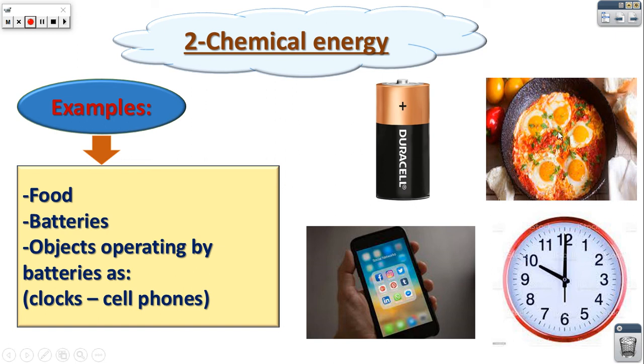And also in the food, when we eat the food, our digestive system digests it with the juices that we learned about in the digestive system lesson in unit 1. Okay? These juices make a chemical reaction with the food and change it into liquid, like in the stomach, right? So there is a chemical reaction happening here. So there is chemical energy in the food. We can find chemical energy in food, in batteries, or in objects operating by batteries, like clocks and cell phones.